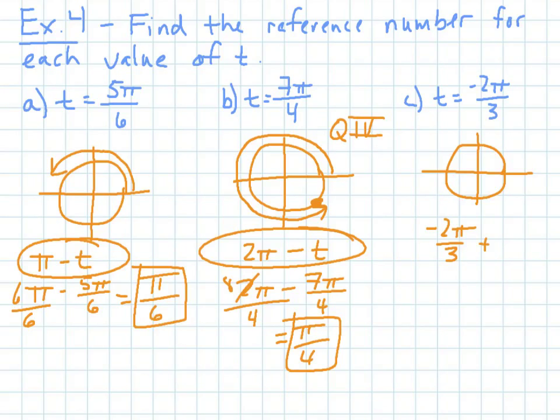So first I want to add 2 pi to get it in between 0 and 2 pi. So let's change it to 6 pi over 3, add, that gets me 4 pi over 3. Okay, so now 4 pi over 3, well, 2/3 pi is 3/3, so then that must be right there in the third quadrant.